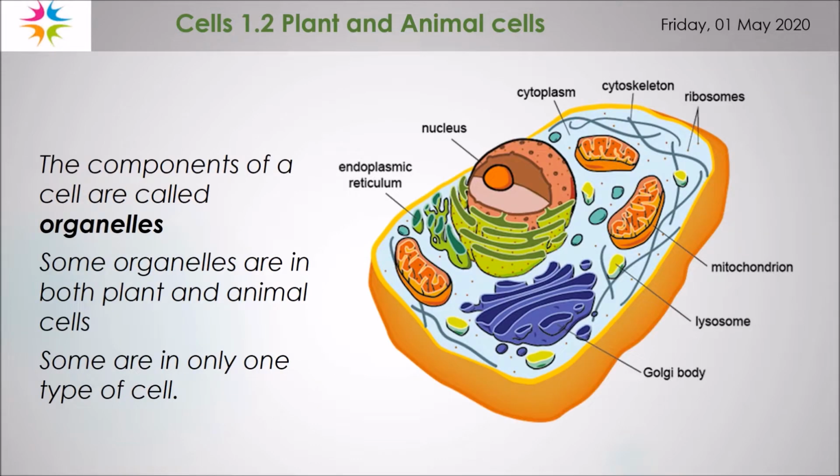And this is a picture of a cell to show all of the components that are inside a cell. You don't need to learn the names of all of those, but we will be learning some of them in this lesson. All of the components inside that cell are called organelles, and I'm going to refer to them as organelles most of the time in this lesson rather than components. Some organelles are in both animal cells and plant cells, but some organelles are only in plant cells.